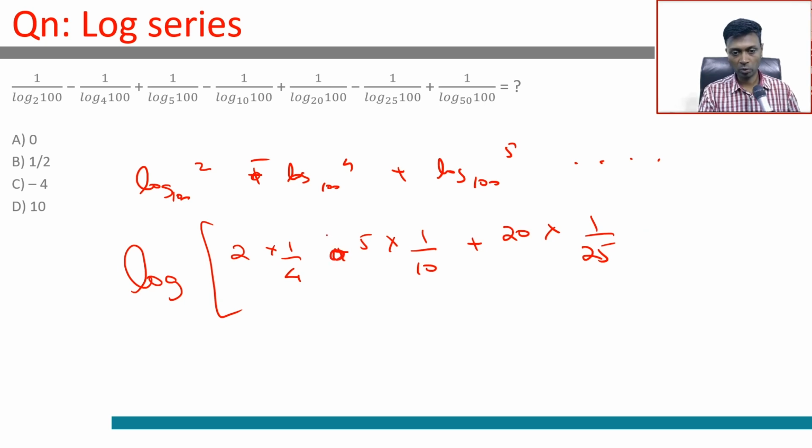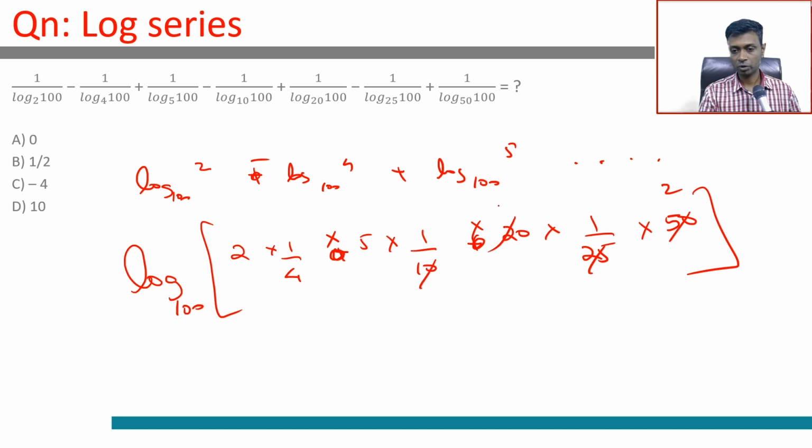2 into 1 by 4 into 5 into 1 by 10 into 20 into 1 by 25 into 50. 50 all to the base 100. 50 by 25 is 2. 20 by 10 is 2. 2 into 2 is 4, which disappears with this. Or this is log 10 to the base 100, 1 by 2.